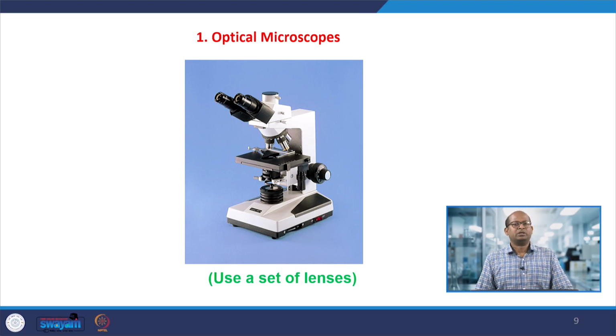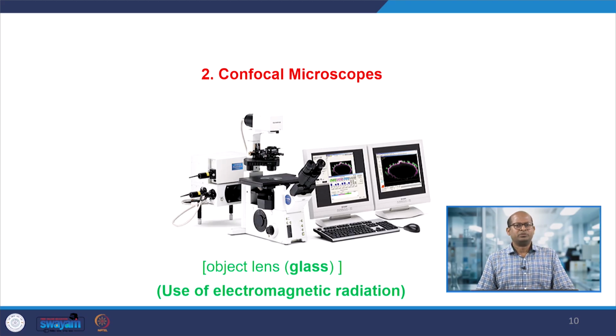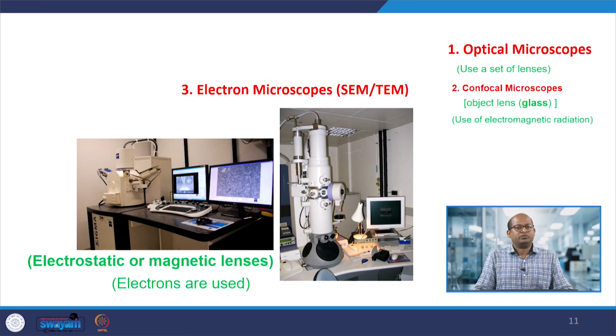So already I have discussed optical microscopes, for which you have to use a set of lenses, and then we have also discussed confocal microscopes. With the objective lens, you also have to use electromagnetic radiation in addition, to get a better image of the materials. And then electron microscopes we have discussed.